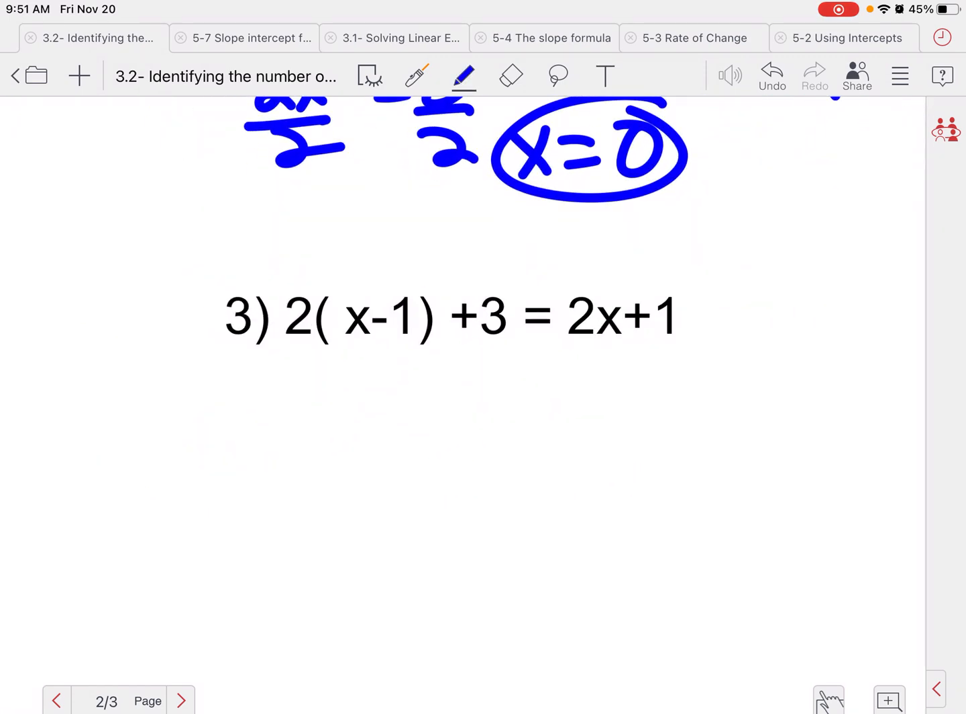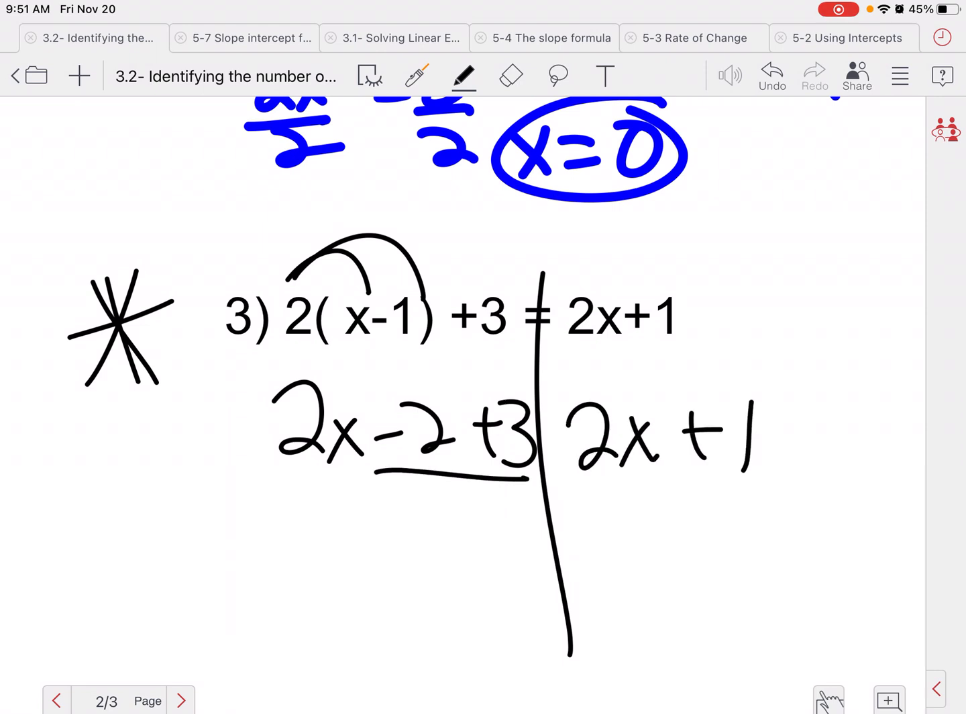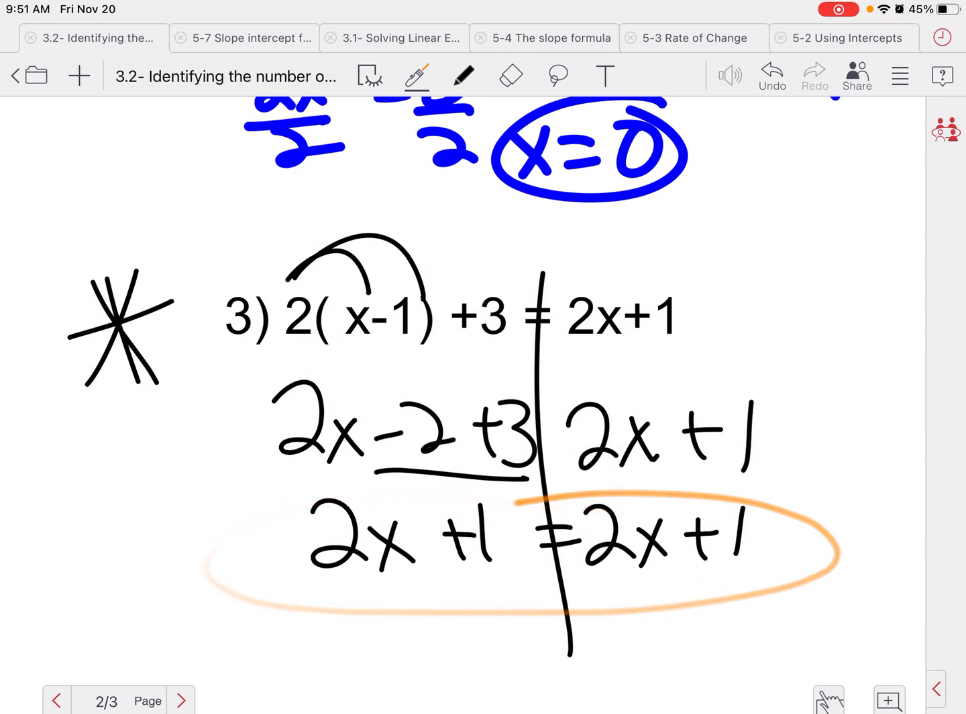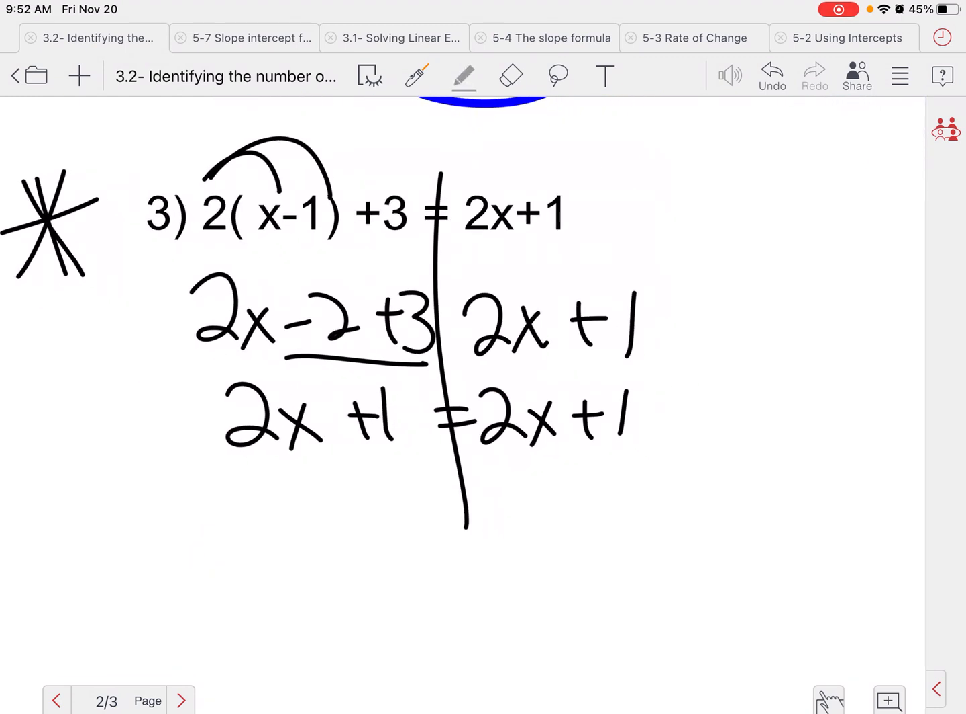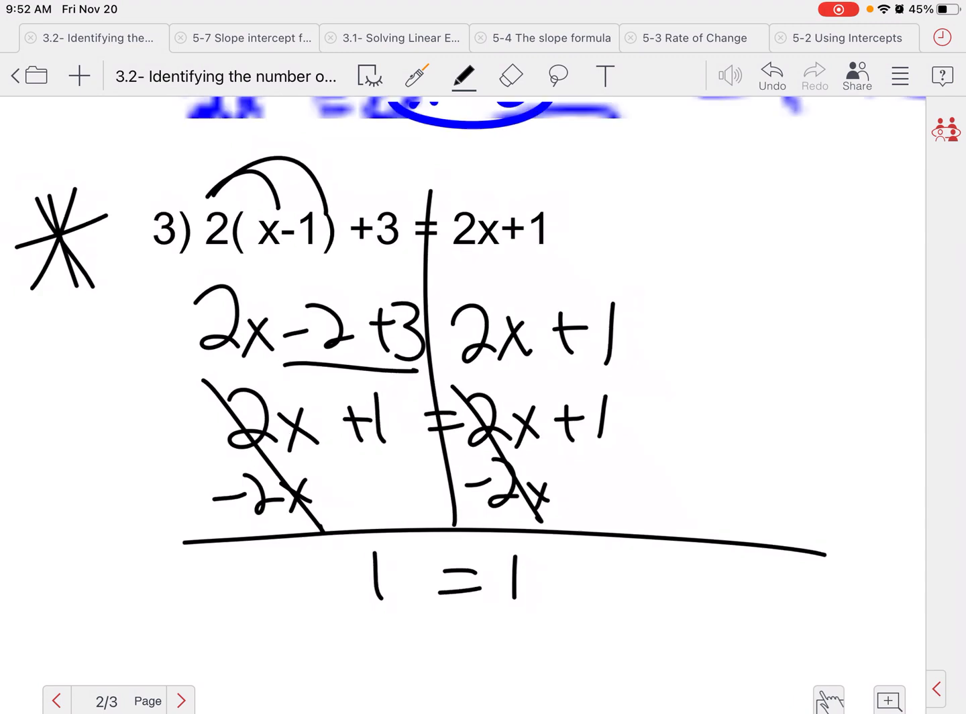All right, why don't you go ahead and try this one now and see what you get. So we're going to distribute the 2, so we get 2x minus 2. Bring down my plus 3 equals 2x plus 1. Well, negative 2 plus 3 is going to be 1. So I get 2x plus 1 equals 2x plus 1. Now, if you notice right here that these two are exactly the same, you can say infinitely many solutions right off. But if you need to, you can always subtract the 2x from both sides to get the variables together. 2x and 2x both cancel, so I get 1 equals 1, which will always be true.